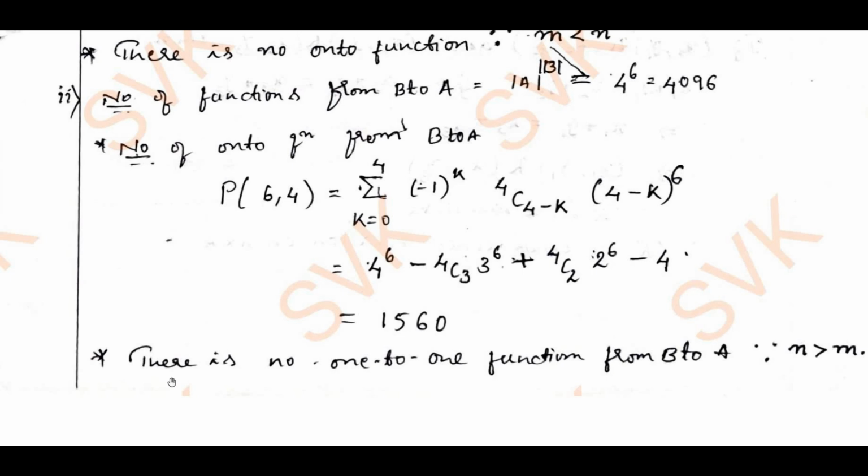So definitely we can say that there is no one-to-one function from B to A. According to the definition, it is not possible. The reason behind that is that the value n is greater than m. We cannot find any one-to-one function from set B to A. So this is how we solve question number 3.